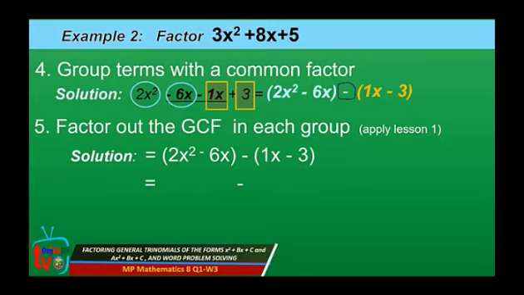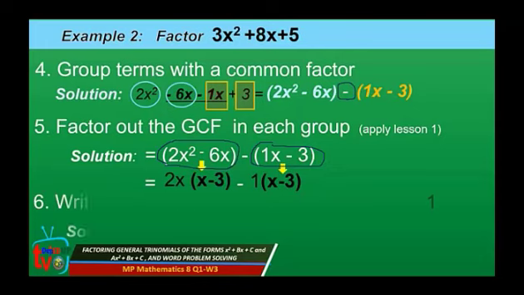In the pair of 2x squared minus 6x, their GCF is 2x. So the factor will be 2x times the quantity x minus 3. In the pair of 1x minus 3, the GCF is 1. So it becomes negative 1 times the quantity x minus 3.